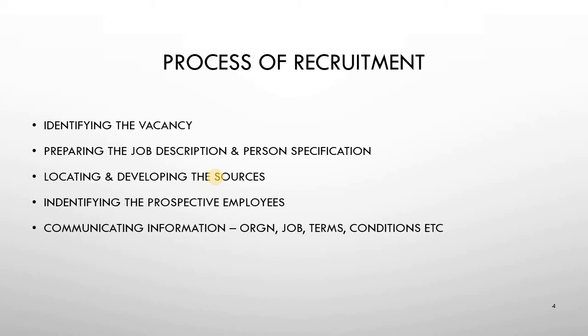Then communicating information regarding the organization, job, terms, conditions, etc. Now the next step, they have to communicate the information regarding their organization: which organization it is, what the contact details are, the WhatsApp number, the email, and which job they are recruiting for. Then the terms and conditions: what is the qualification, how much experience, what is the pay. All these things should be communicated to the prospective candidates.